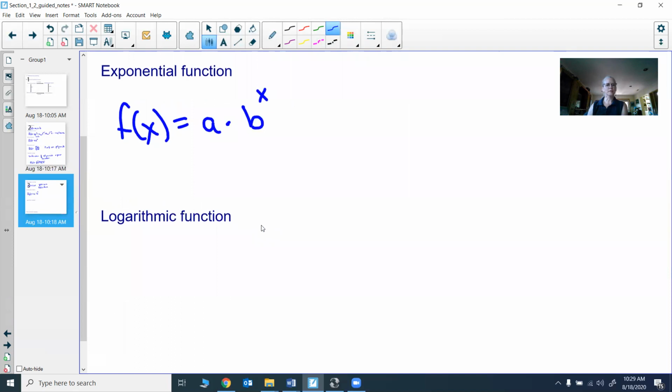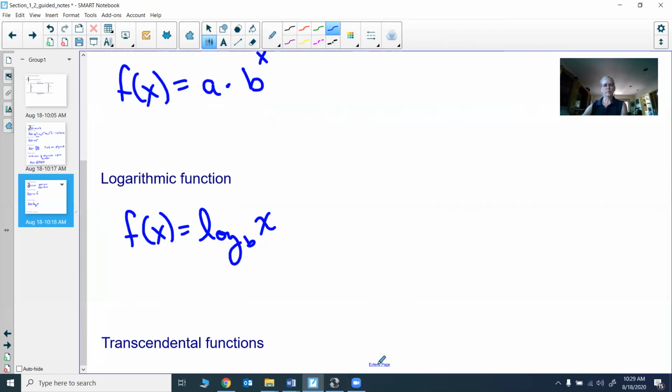And then we also have logarithmic functions. Logarithmic functions are the inverses of exponential functions. These are things like the log base b of x. So these would be your logarithmic functions, and they're just the inverses of the exponential functions.